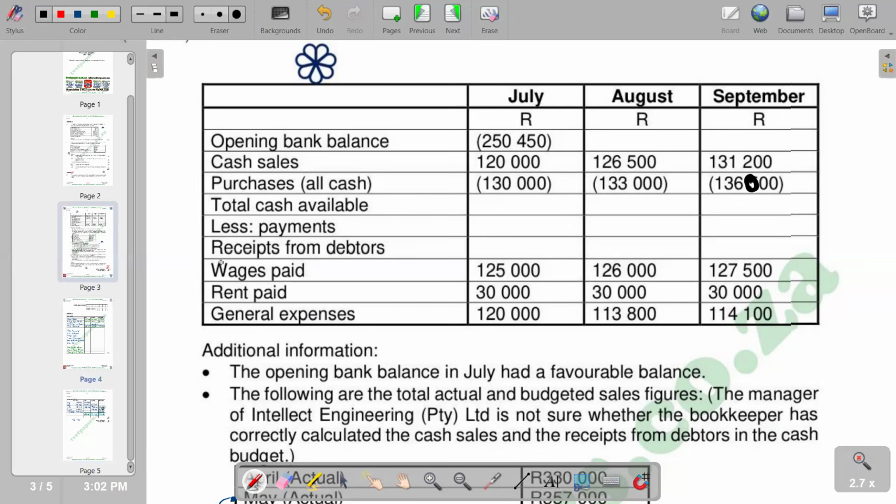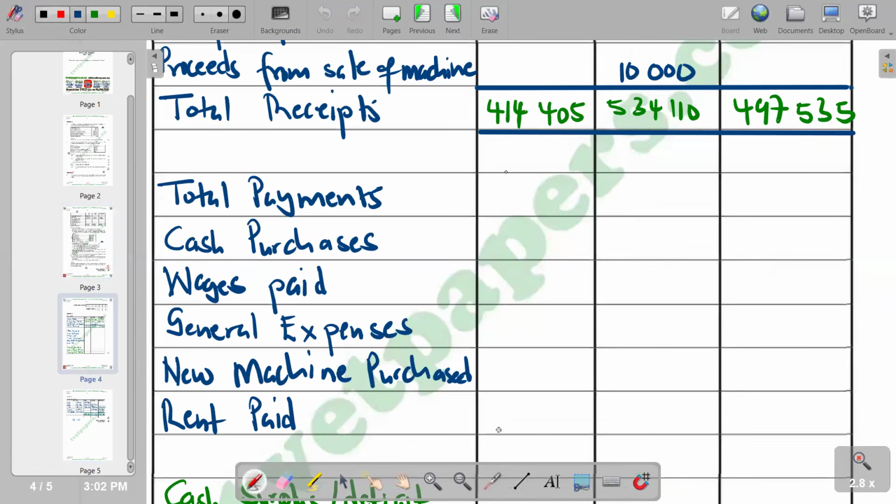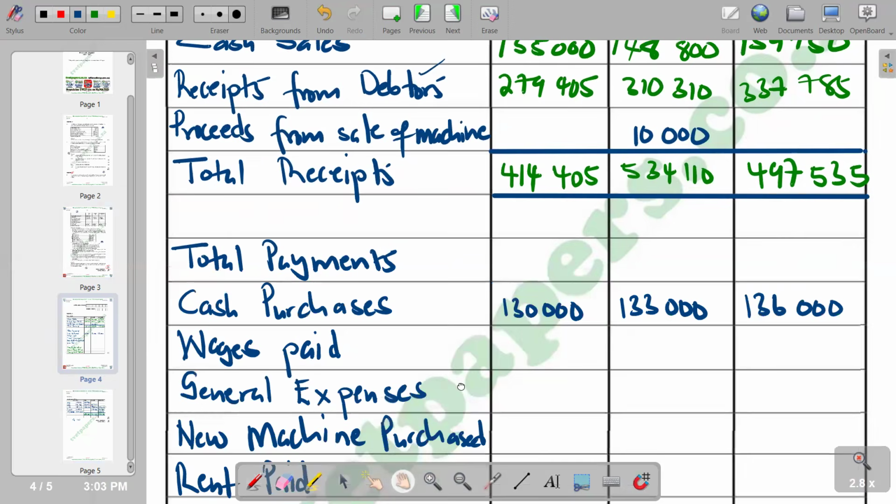So we refer to our cash budget, whereby we have put our cash purchases on this part. So we are saying in the first month, which is July, we have cash purchases as 130,000. Then we have got 133,000. Then we have got 136,000. So basically, that's what we have on that part.